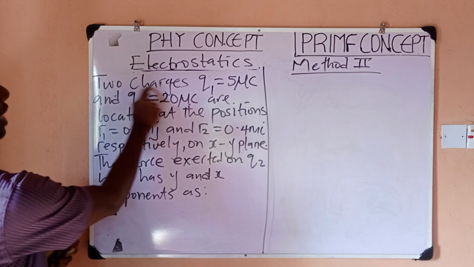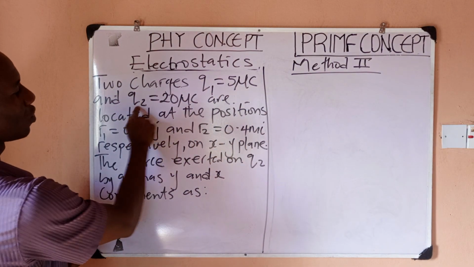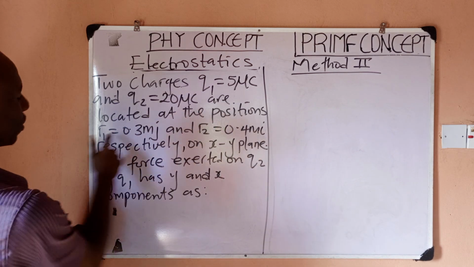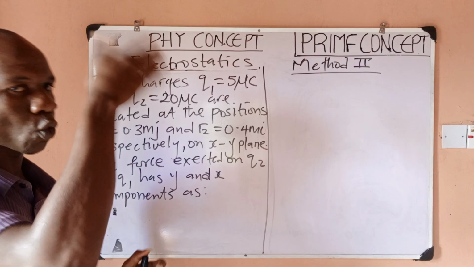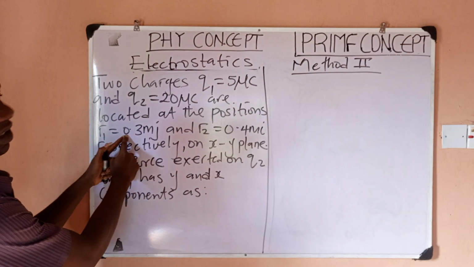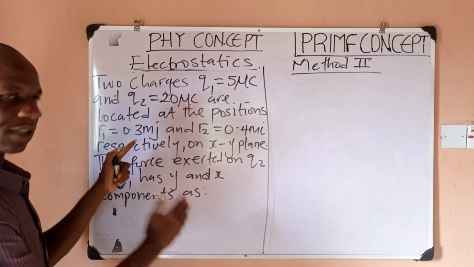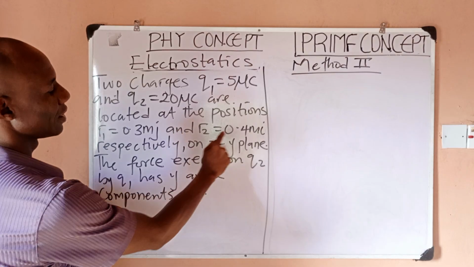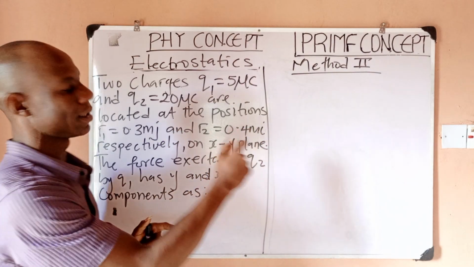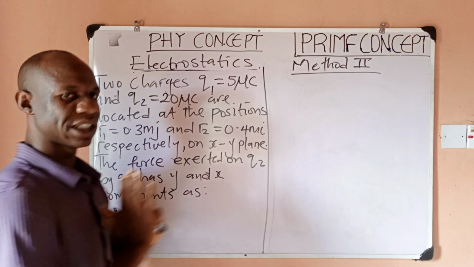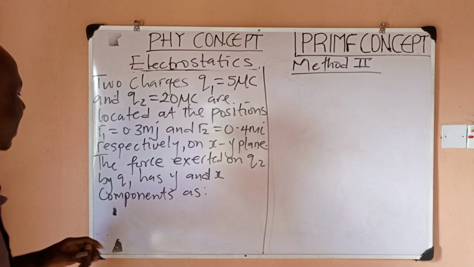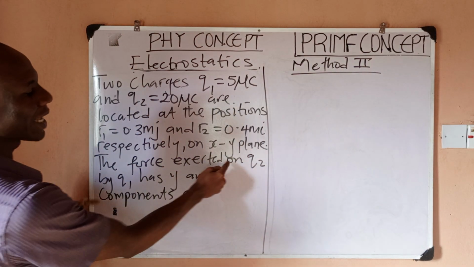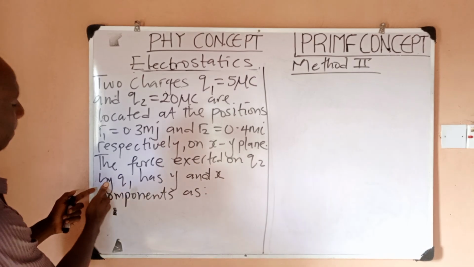Now we have two charges, Q1 and Q2, located at the positions R1 equals 0.3 meters J. J simply means y-axis, so this is a positive value. It means positive y-axis. And 0.4 meters I. This is positive, so it means positive x-axis. I means x-axis, right?